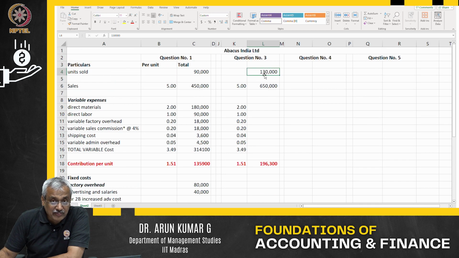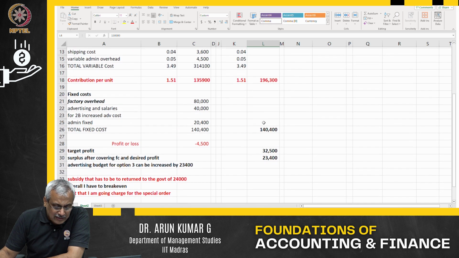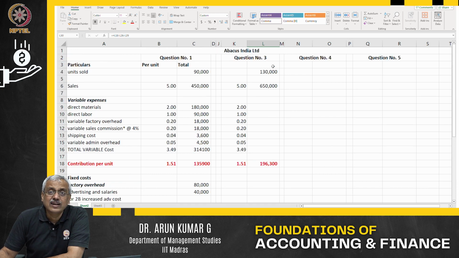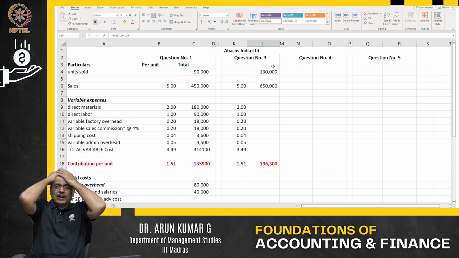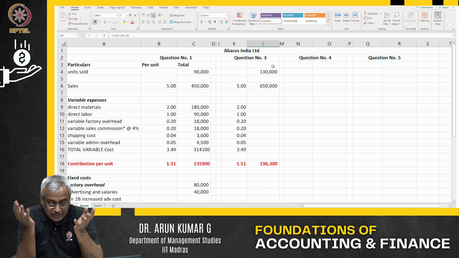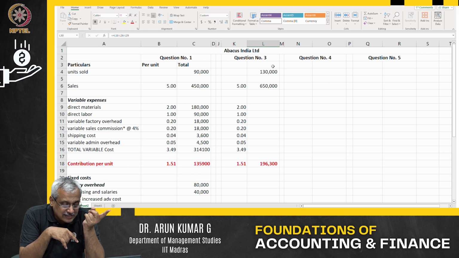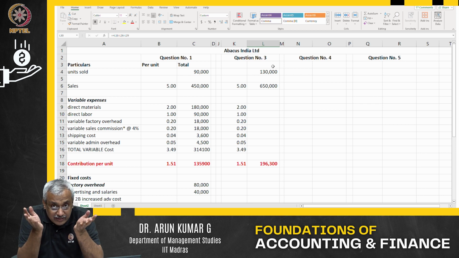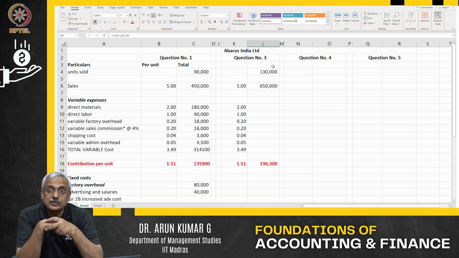If you find that it's going to be difficult, then this is an option which I'm not even going to consider. Now I know this is the extra leeway I have. 23,400 is the extra leeway I have. By spending 23,400 more, can I reach a target of 130,000? That's all. That is the core question that I need to ask now. I need to ask my sales team, my marketing team, whether I can spend an extra 23,500 and increase the sales from 90,000 to 130,000, an increase of 40,000 units. Well, that is the call which you have to take.